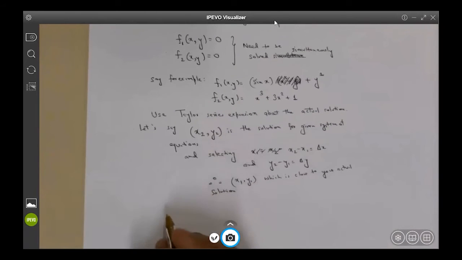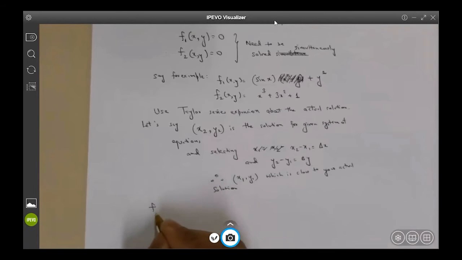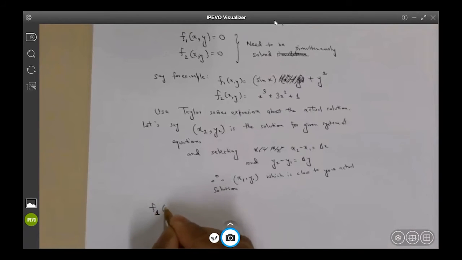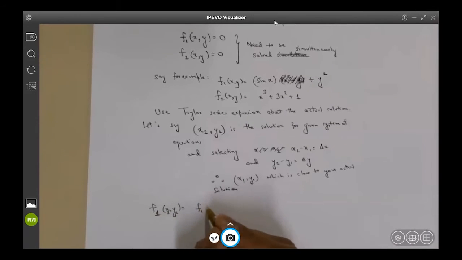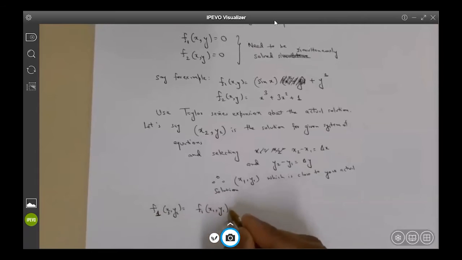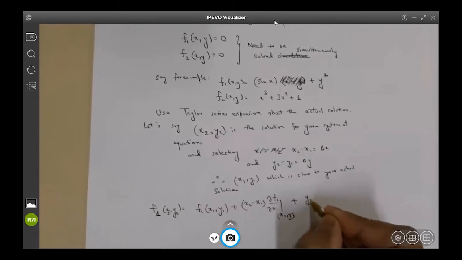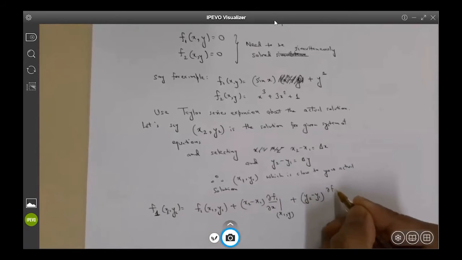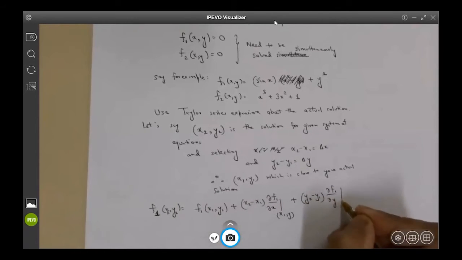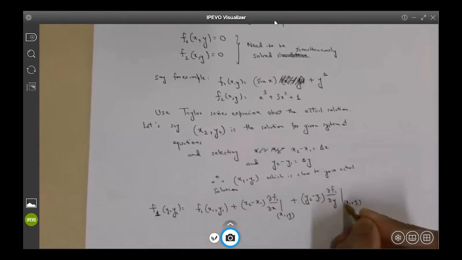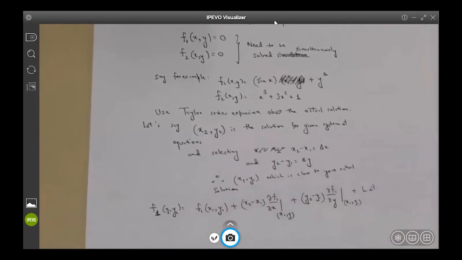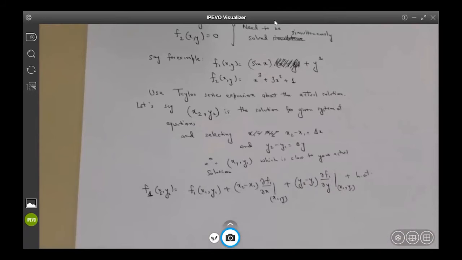So if I expand in Taylor series, what I will get is f1 of x2, y2 will be f1 about x1, y1 plus x2 minus x1 times del f1 by del x, the derivative with respect to x at the x1, y1 point, plus y2 minus y1 times the derivative of f1 with respect to y at x1 and y1, plus higher order terms. Is everybody getting what I'm doing here?